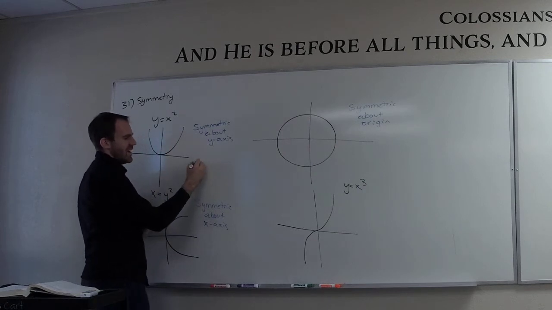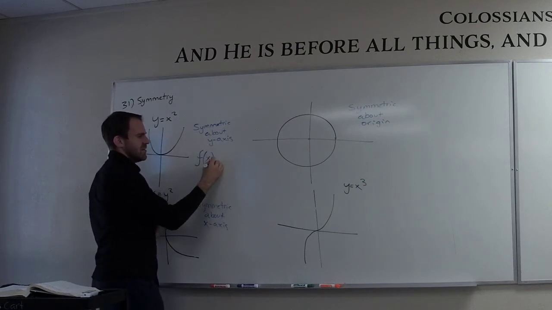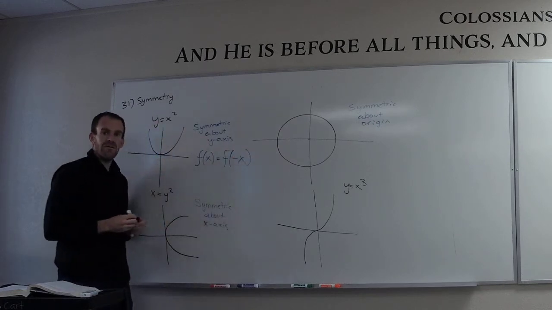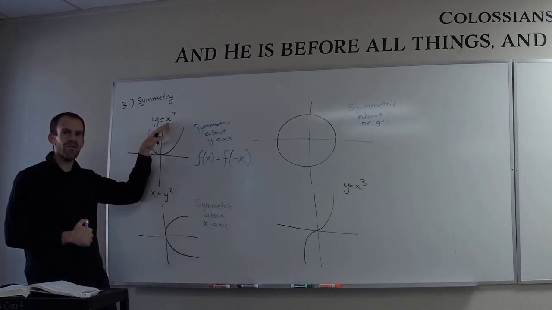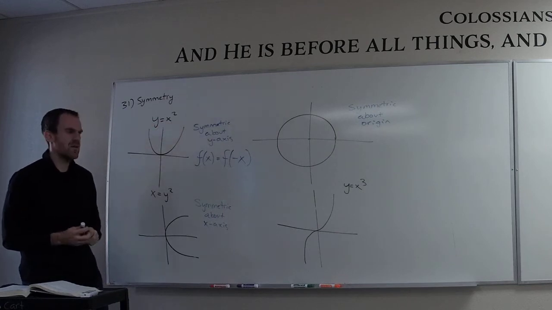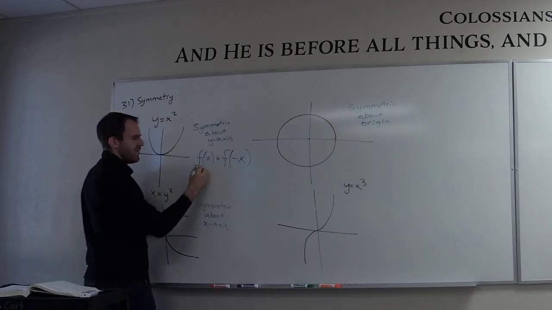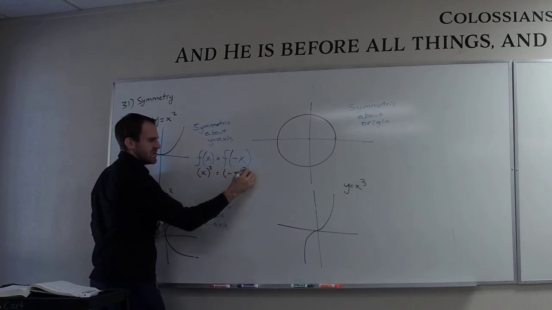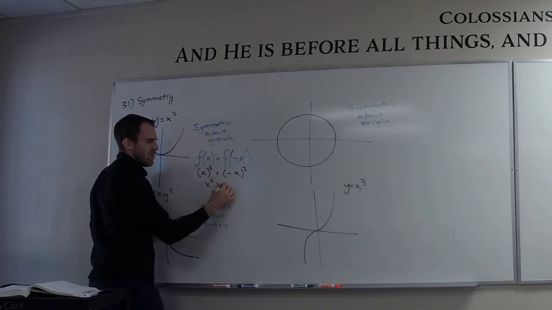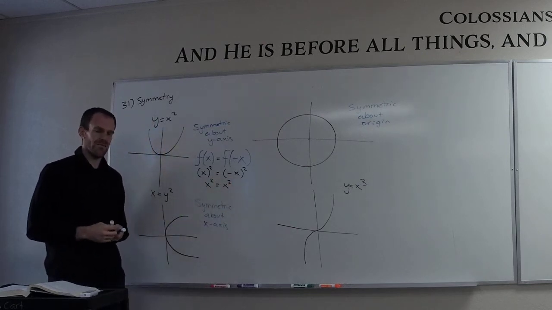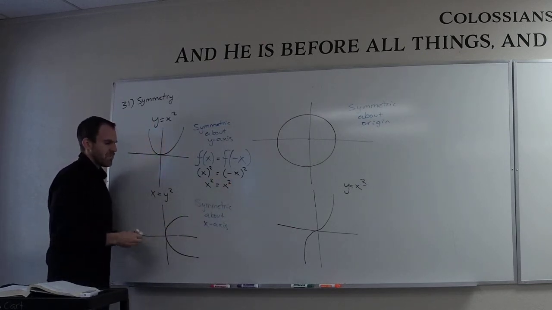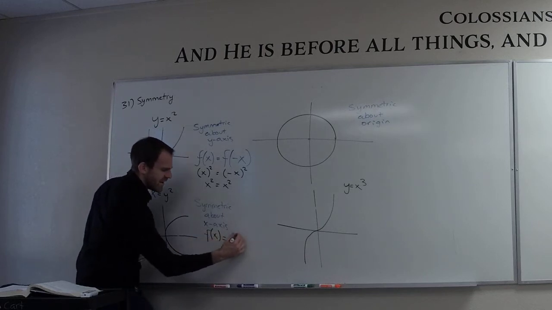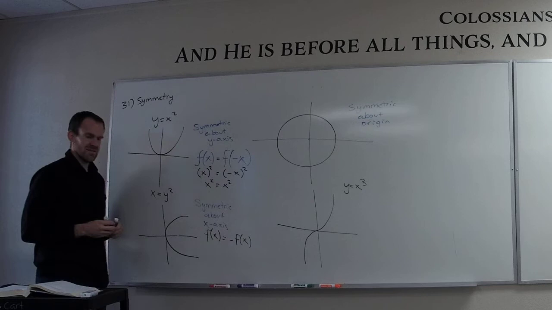That means that f of x equals f of negative x. If I were to plug in negative x here, I would get the exact same function out. Let's try it. If I have x squared and I have negative x squared, these two are the exact same thing. For this function, we say that f of x equals negative f of x.